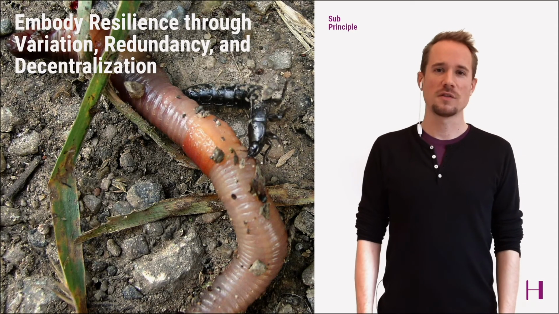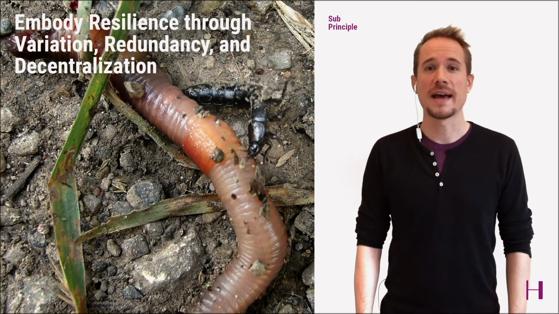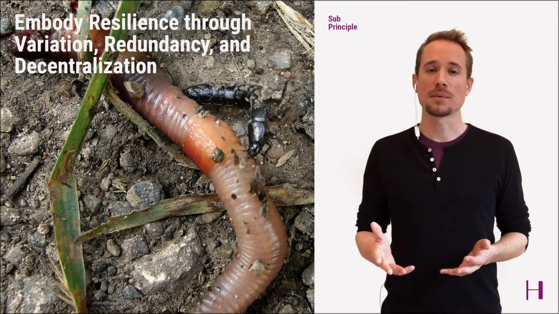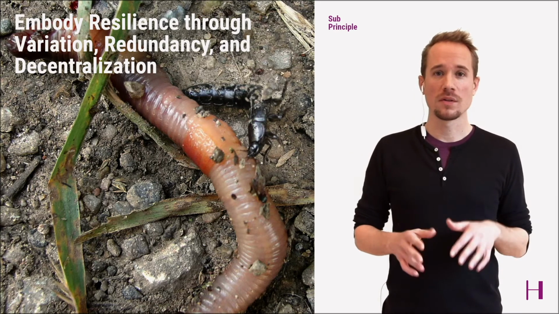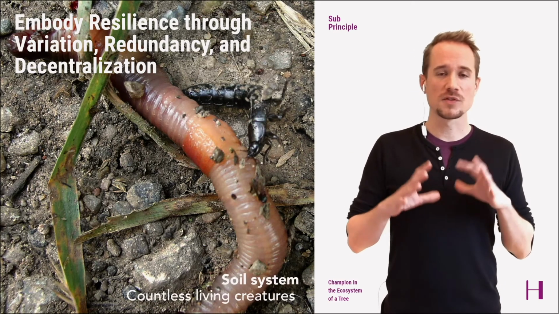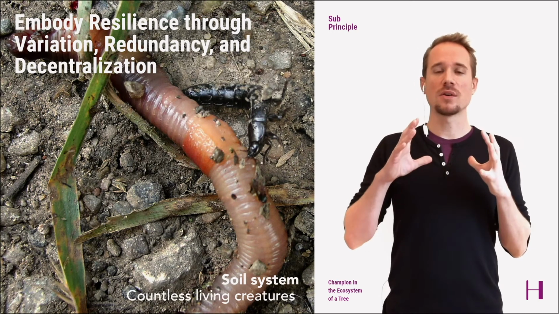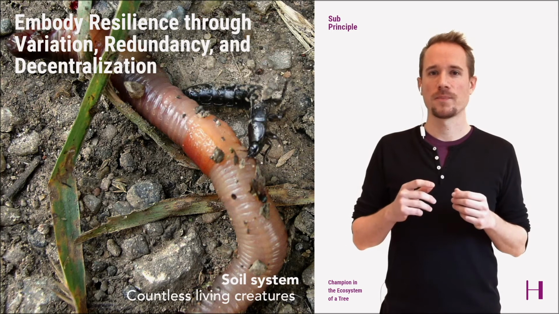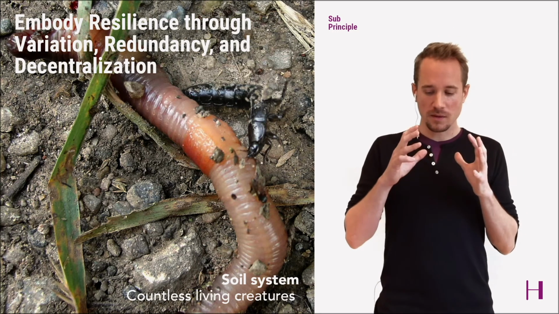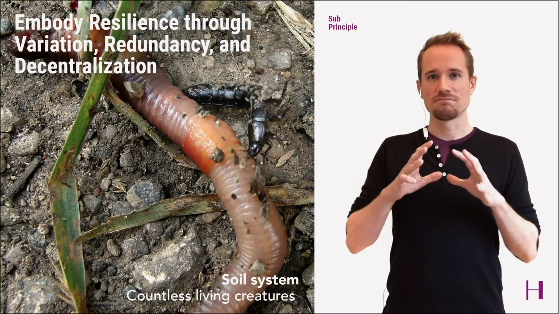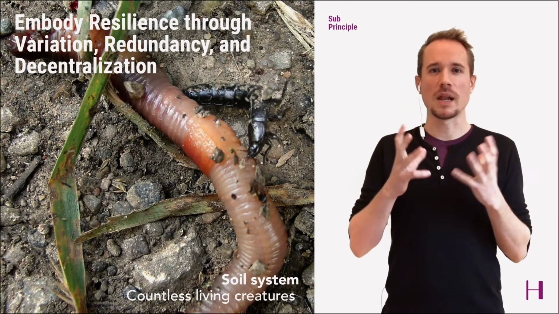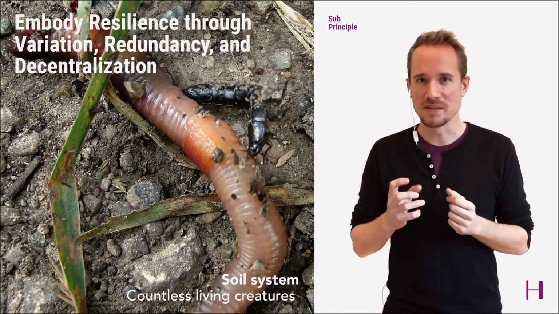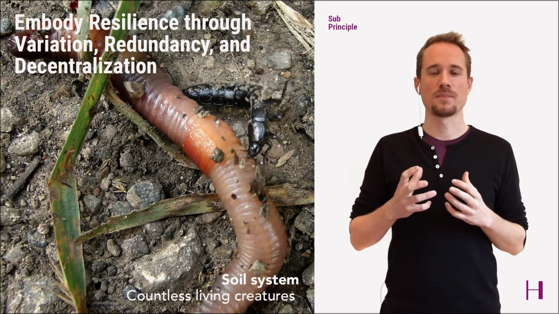Embody resilience through variation, redundancy, and decentralization. What's our example in nature for this principle? Our example is the soil system and the countless organisms that make up the system of soil. So the system of soil is an ecosystem that's alive, and it's made up of countless species that live in part of the system in the soil.